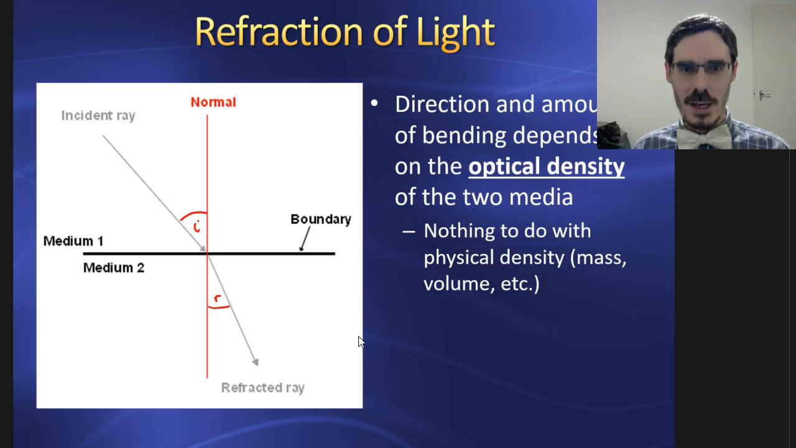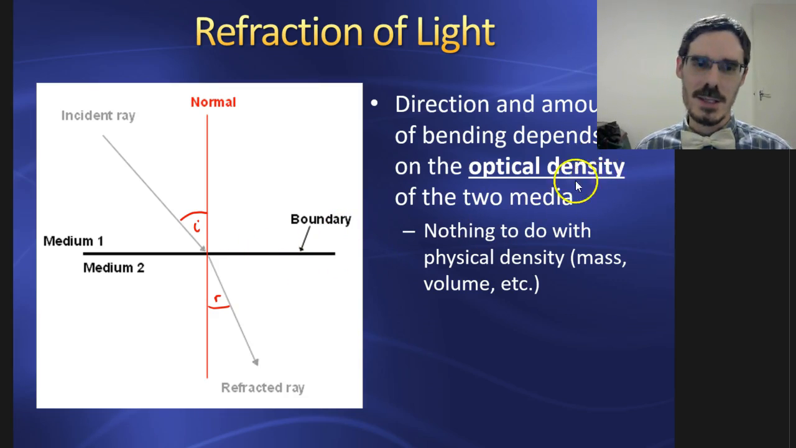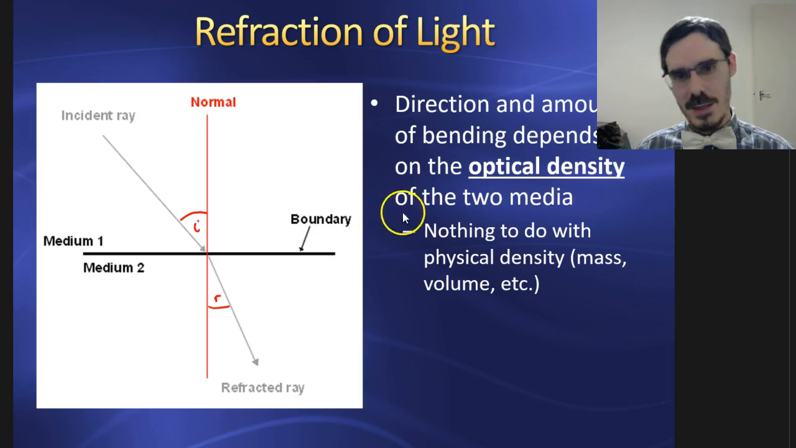Now, the direction and the amount of bending depends on something called the optical density of the two media. Now, it's nothing to do with physical density. It's not about mass and volume. It's about the optical properties, the optical density. I'm mostly just going to say density, but it's optical density I'm talking about.